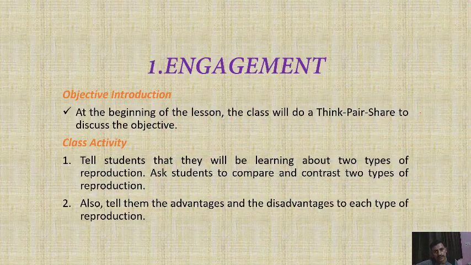Engagement is the first phase of the 5E lesson plan. During this phase, students will be allowed to discuss the objectives of the topic by the think, pair, share method. The students will be instructed that they will be learning about reproduction, its types, how genetic information is passed from parents to offspring, and the advantages and disadvantages of sexual and asexual reproduction.